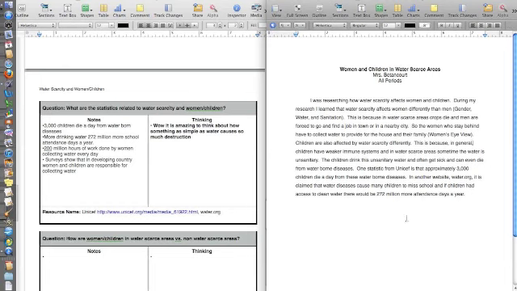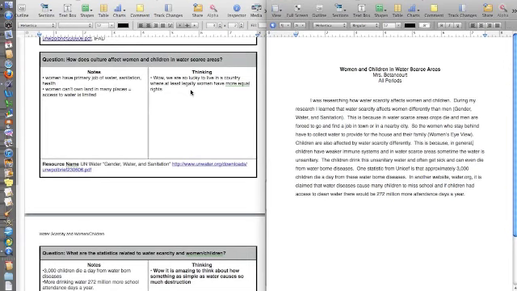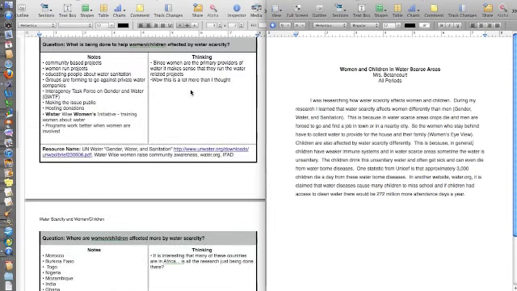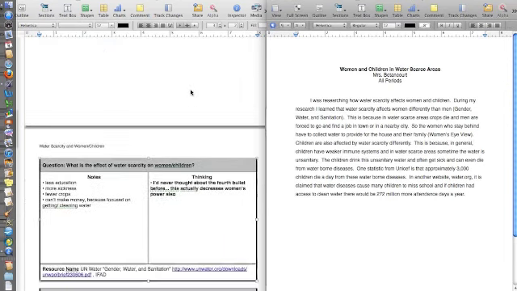In another website, water.org, it is claimed that water diseases cause many children to miss school, and if children had access to clean water, there would be 272 million more attendance days a year. Okay, so here I've sort of started writing about the problem. One of the things that I should mention is where this problem is happening, and so I'm going to use some of my other research to talk a little bit more about that. Okay?